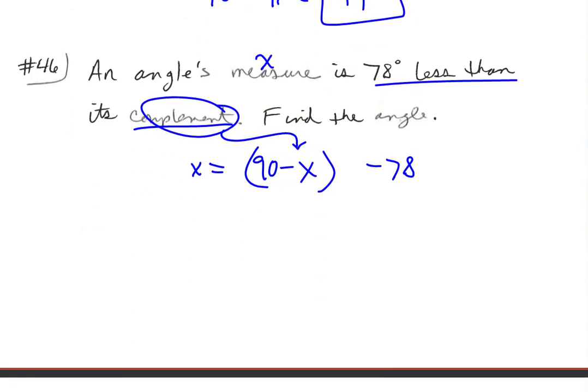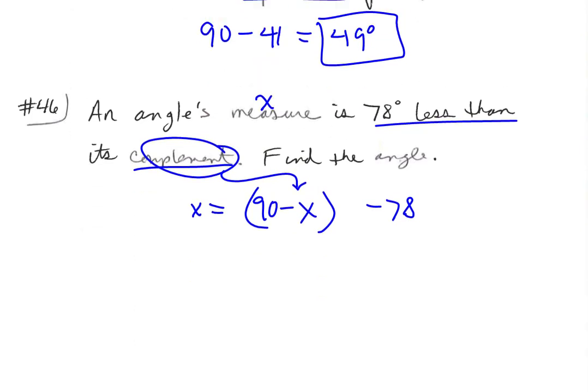If we take a look at this algebraically, we can combine some like terms and rewrite this as x equals, and then on the right side I have 90 minus x in parentheses, and then after that minus 78. Really all we need to do is get x alone, so these parentheses become unnecessary. I could rewrite this as 90 minus x minus 78, which means I have x equals, and now we can combine these like terms, 90 and minus 78.